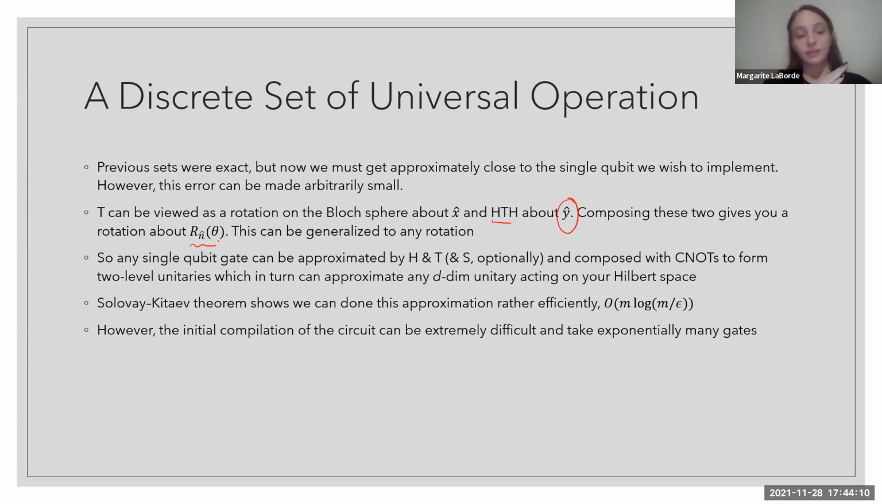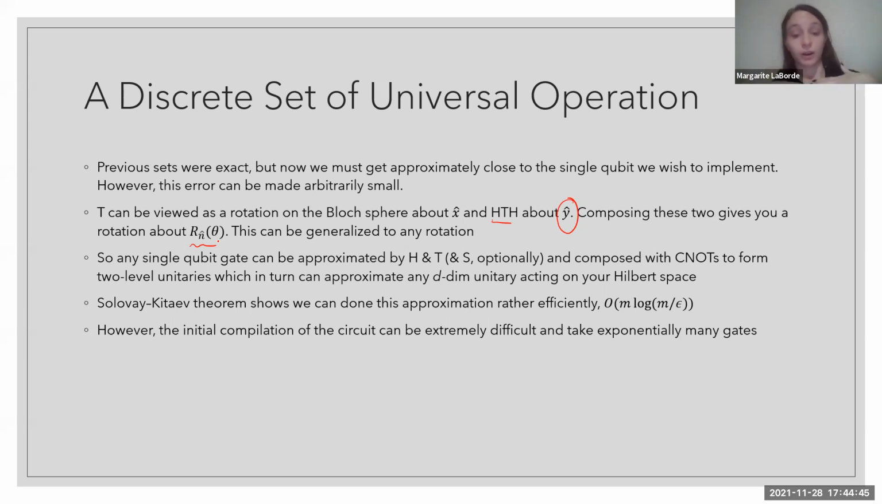So you can then take any single qubit gate, and then you just do H, T, and S optionally over and over and over again to get your single qubit gates, and then you compose that with C naughts, and now you have gates on 2-level vectors, right? So 2 qubits, and now you take these sets of 2-level unitaries, and you can apply those over and over again to generalize to any d-dimensional unitary acting on your Hilbert space. So that's generally the formalism behind this universal operation.